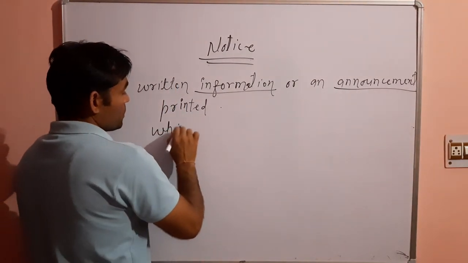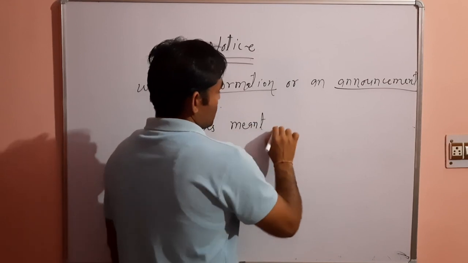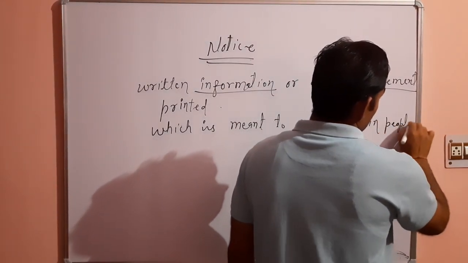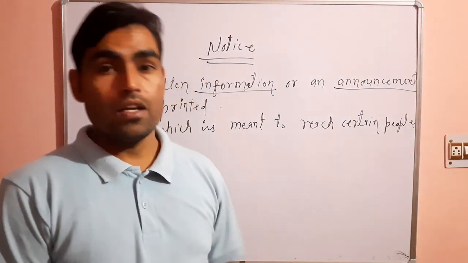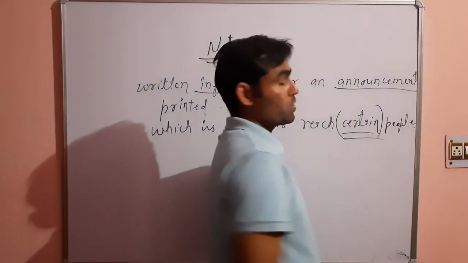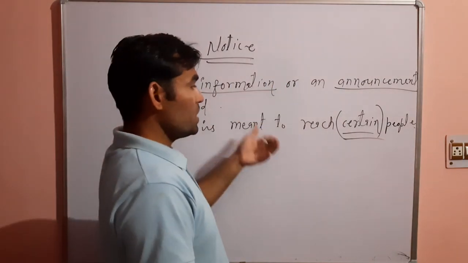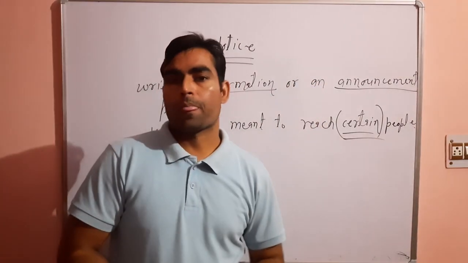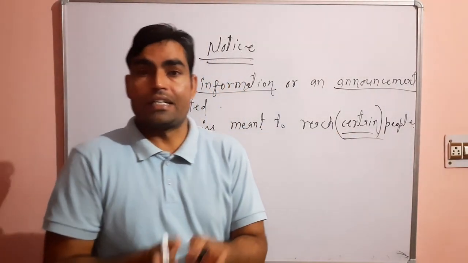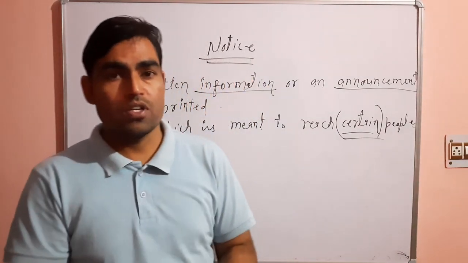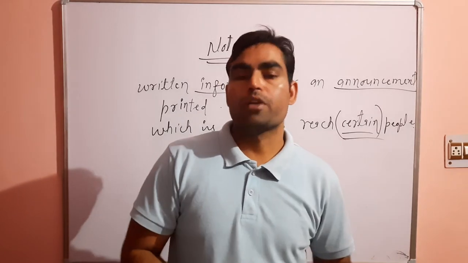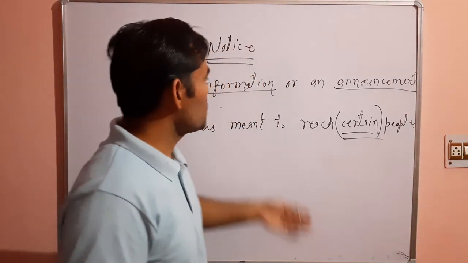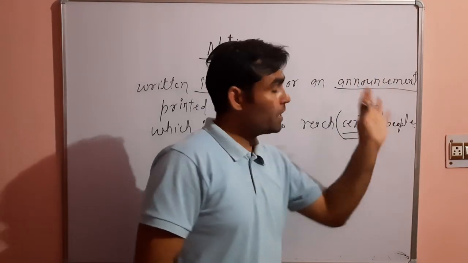which is meant to reach certain people. This word certain is very important to understand about notices, because we are saying that notice is meant to reach certain people. Why didn't we write uncertain people? Because notice is specially designed to disseminate the information or announcement to a particular group of people. It may be for a school, it may be for an institute, or it may be for a department where so many people are working. So notice is meant to reach certain people.